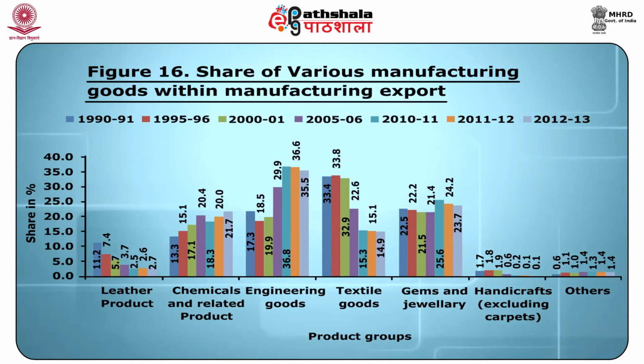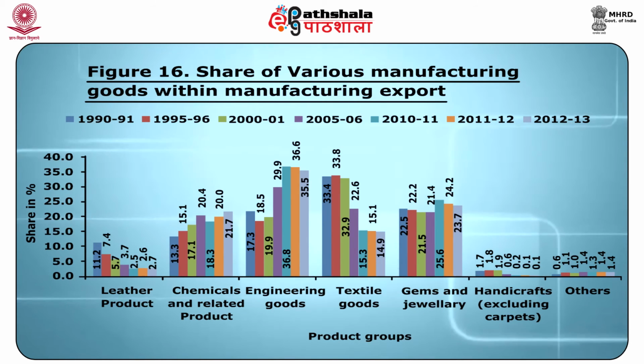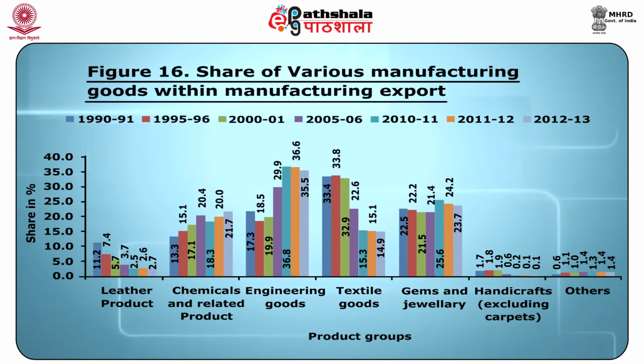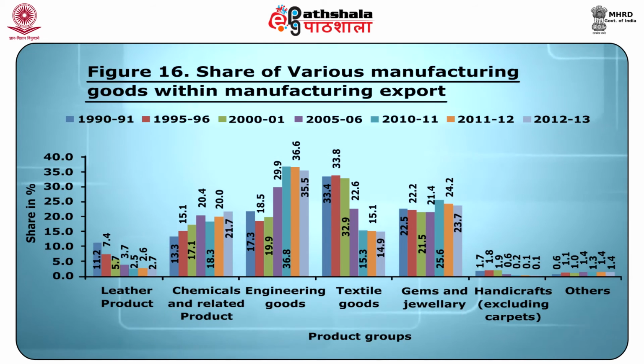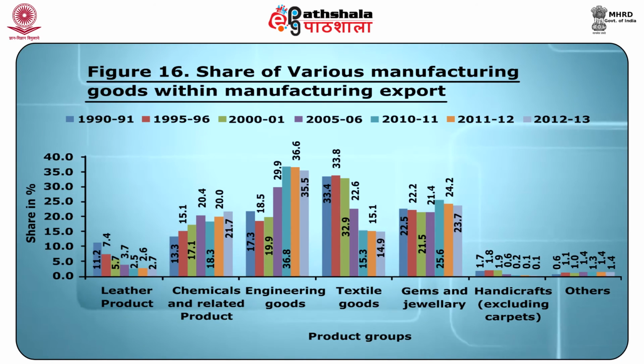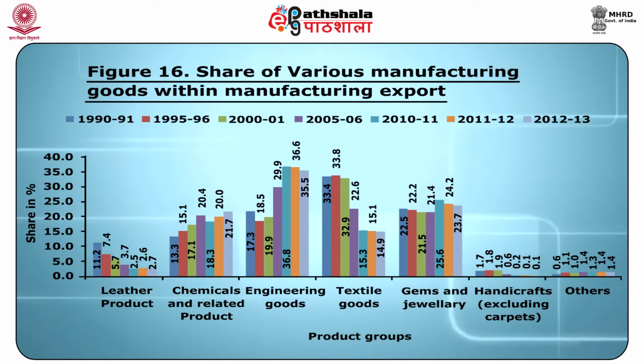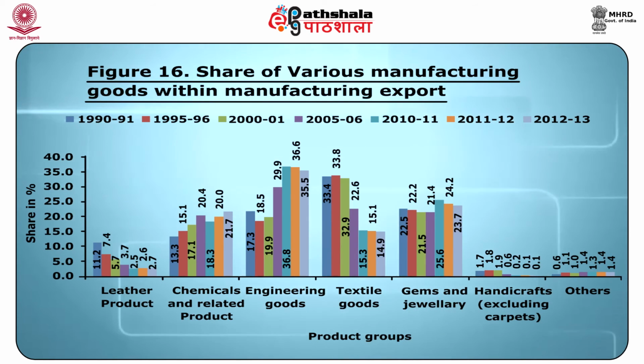The share of export of gems and jewelry within the manufacturing goods exports has also increased slightly from 22.5% to 23.7%. But the share of leather products and handicrafts except carpets has declined. The major loss is to the textile industry, as the share of textile products within manufacturing goods has declined from 33.4% in 1991 to just 14.9% in 2012-13.